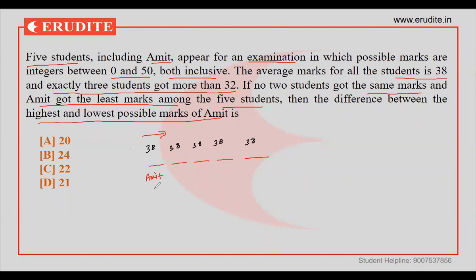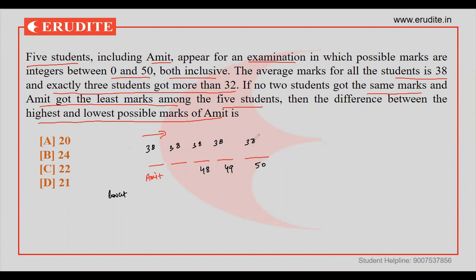As I'm looking for Amit to get as low marks as possible, I have to allot the other four as maximum marks as possible, and also keep the condition that their average should be 38. So let's say the maximum marks I can give this person is 50, then 49, then 48, because the maximum marks we can give is 50 and no 2 students have the same marks.